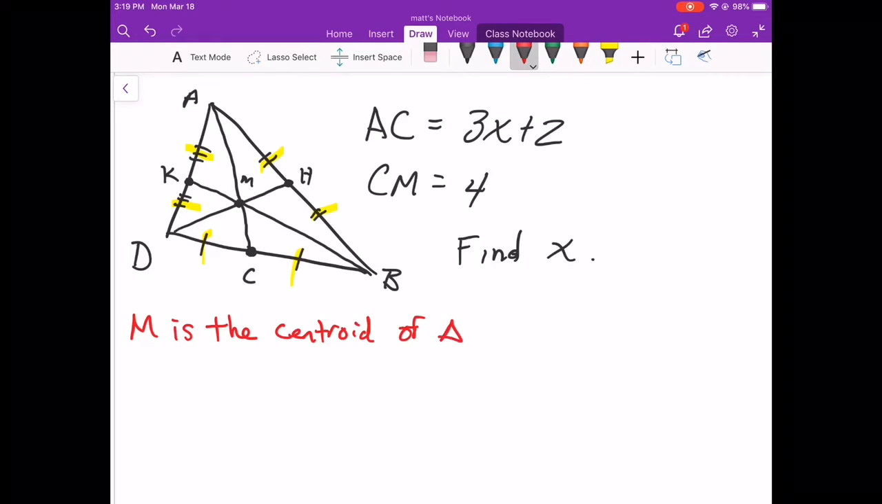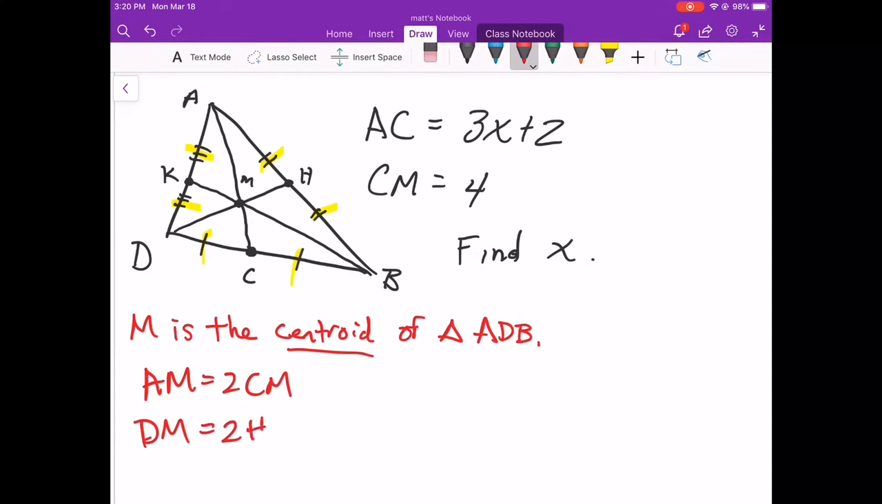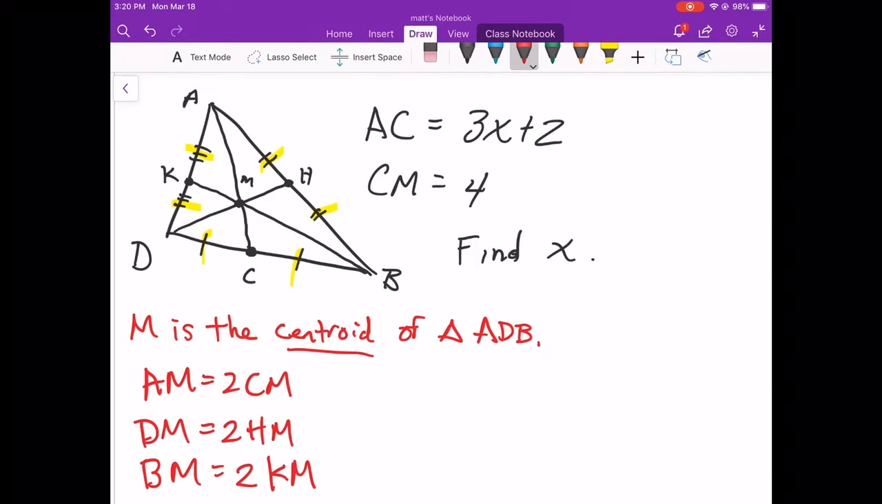So then that would mean, and you should pick this up, that M is the centroid of triangle ADB. And as soon as you know that it's the centroid, then that tells you right away that the point M separates each of those medians into a 2-to-1 ratio. So AM is 2 times CM, DM is 2 times HM, and BM is twice as big as KM. So that's what should pop into your head right away once you determine that M was the centroid.